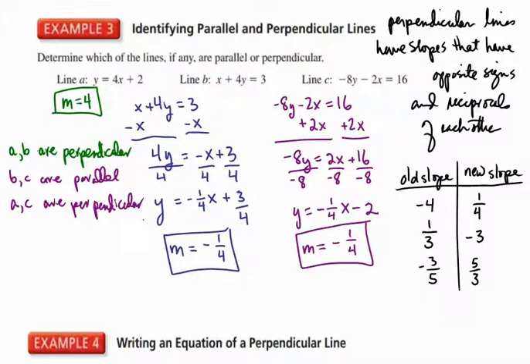All right, so that's what we're trying to do here. We want to compare the slopes of different lines. If the slopes are the same, the lines are parallel. If the slopes are opposite signs and reciprocals of one another, we know that those lines are perpendicular. So in order to accomplish this, we first need to write the equations in slope-intercept form, identify the slopes, and then compare them. Okay, we'll go on to example 4.